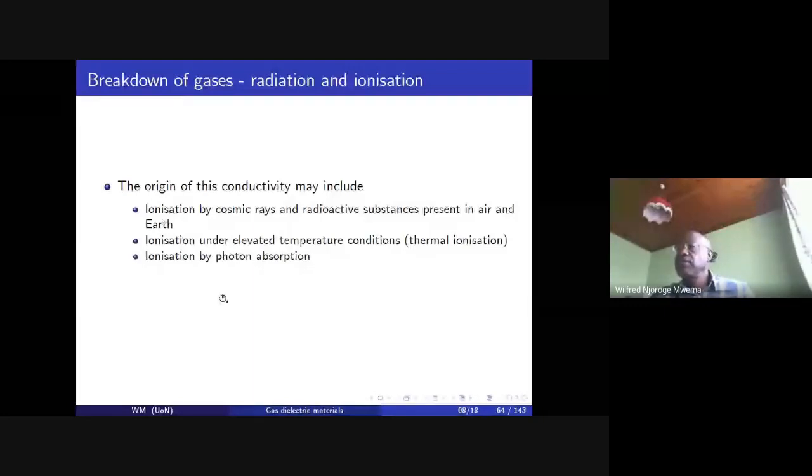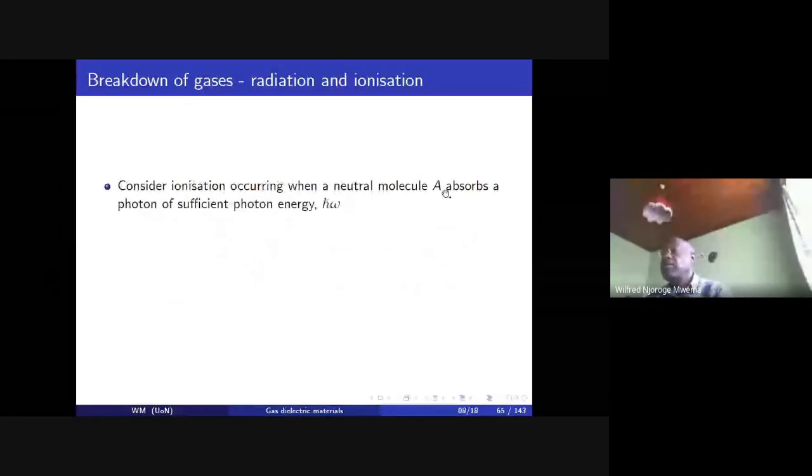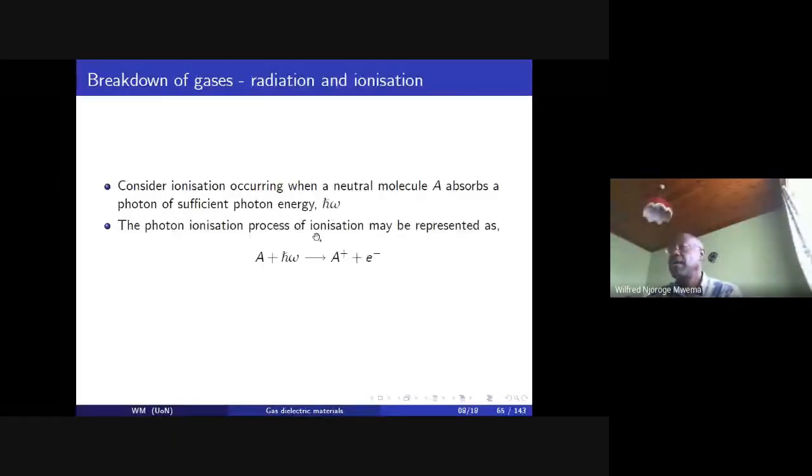Impact ionization across the gas. So we consider ionization that occurs when a neutral molecule A absorbs a photon of sufficient photon energy h bar omega, where h bar is of course the reduced Planck's constant. And the photon ionization process will therefore follow an equation of the form: the neutral A plus h bar omega leads to an ionized gas molecule plus a free electron.